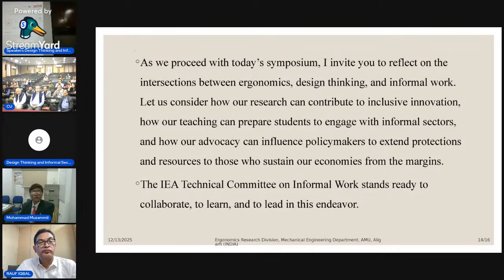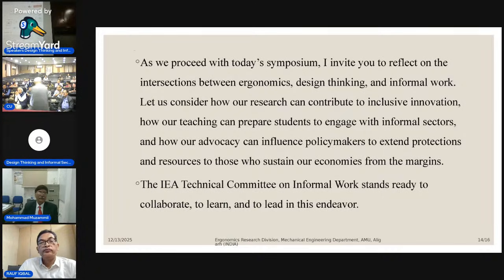So as we proceed with today's symposium, I invite you to reflect on the intersections between ergonomics, design thinking, and informal work. Let us consider how our research can contribute to inclusive innovation, how our teaching can prepare students to engage with informal sectors, and how our advocacy can influence policymakers to extend protections and resources to those people who are going to sustain our economies from the margins.